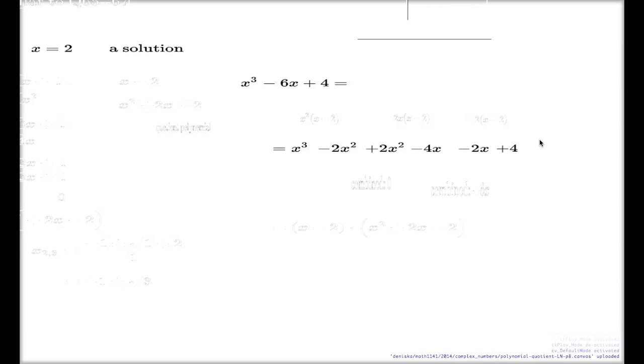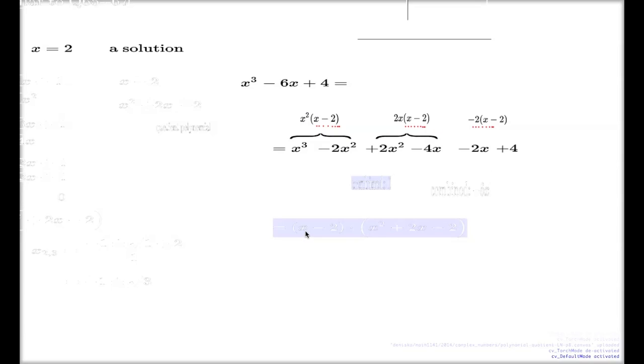Why did I do that? Because now if I look at these two terms together, I can factor out x squared, and that will give me the expression like this. And if I look at these two terms individually, I can factor out double x, and that will give me, again, the bracket, the expression like this. Finally, here I can factor out negative 2, and that will give me, again, the bracket x take 2. So if I now take this bracket and factor it out from all of these three terms, the result of that will be this.